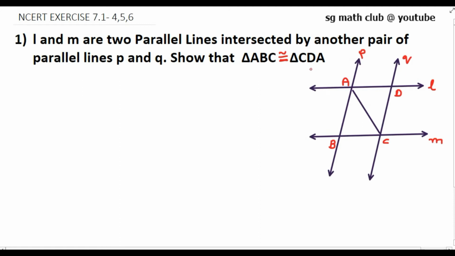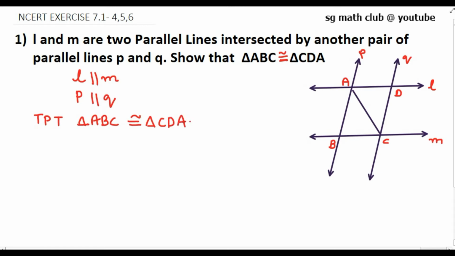So L and M, they are parallel. They have given that line L is parallel to line M. Also, they have given line P is parallel to line Q. Now, we need to prove triangle ABC is congruent to triangle CDA. Any of the three criteria should be equal, either two sides and one angle, or all the three sides, or two angles and one side. SAS congruence rule you can use.